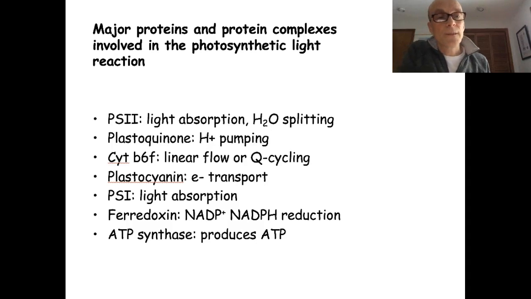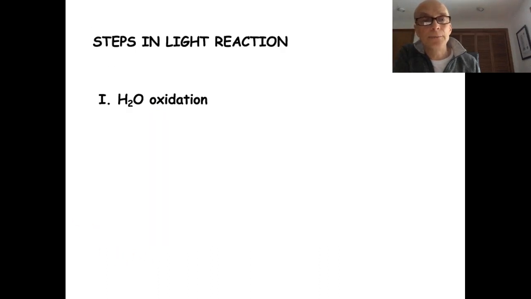Okay, so the major proteins and the protein complexes I just mentioned that are involved in the photosynthetic light reactions are the photosystem 2, light absorption, water splitting, the plastoquinone, the cytochrome b6f, plastocyanin, photosystem 1, ferredoxin, and ATP synthase. These are the major protein complexes. All right, now we'll look at them each individually, one at a time.